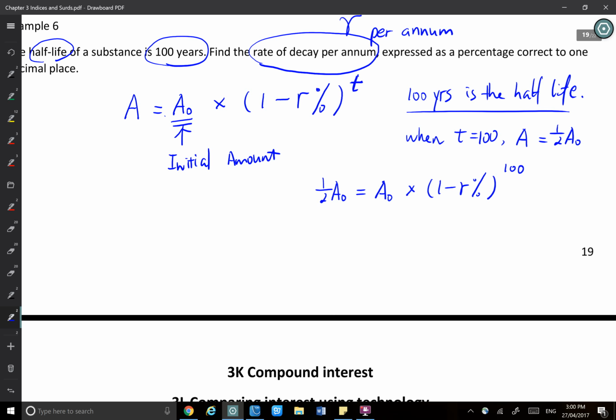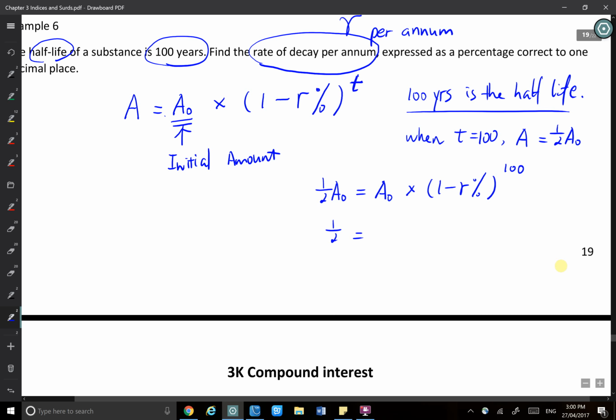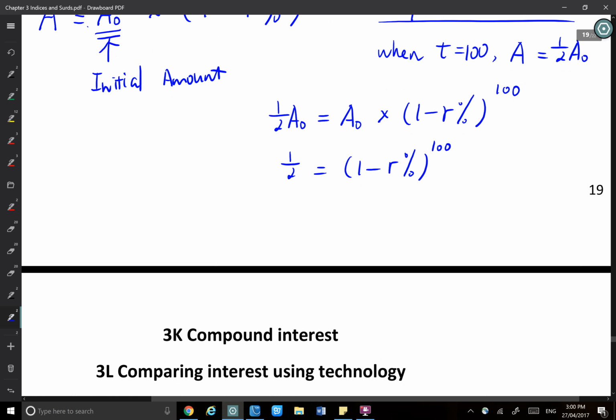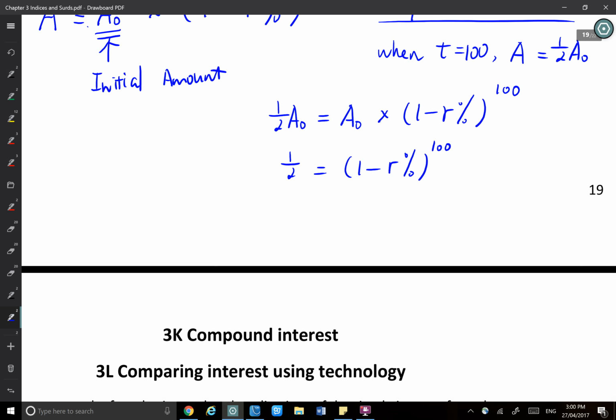So when T equals 100, A equals half of the original amount, and that's a half equals (1 minus R%) to the power of 100. A0 and A0 can be divided from both sides and just become 1. What I need to solve is a half equals (1 minus R%) to the power of 100.